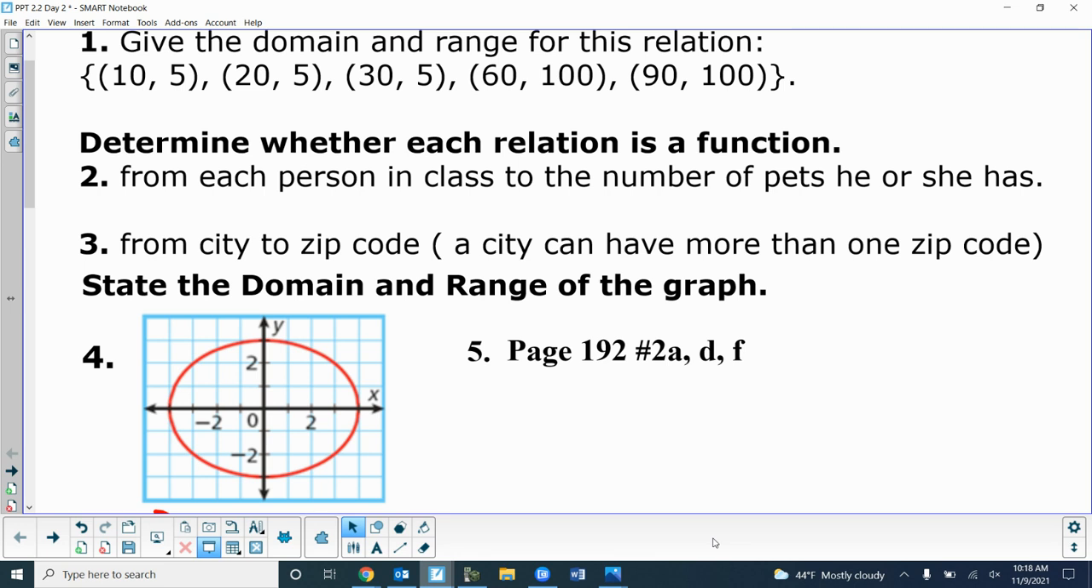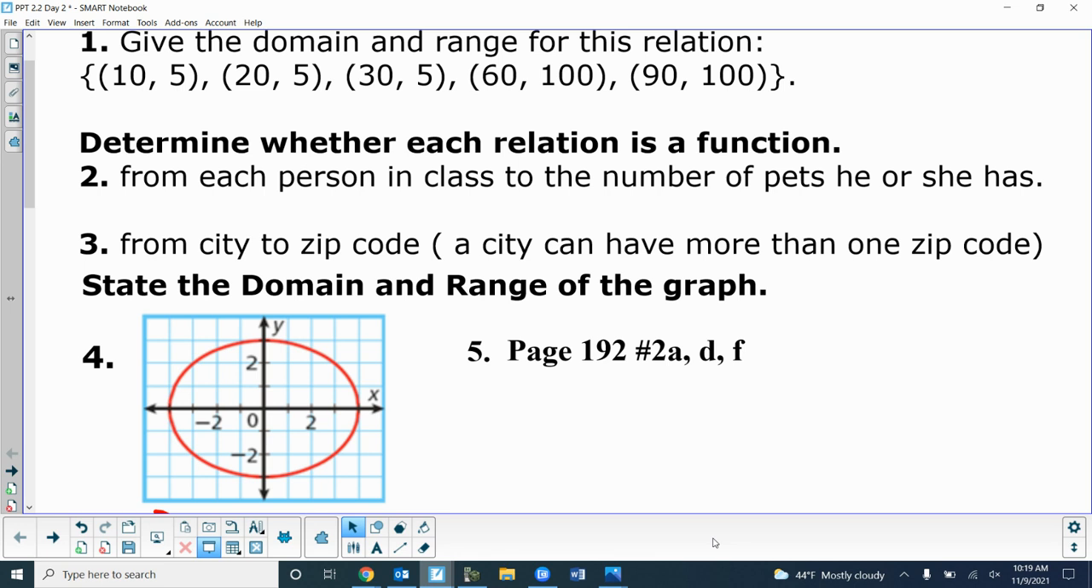Is number 2 a function or not? Does every X have one and only one Y? Yeah. You just have one and only one number of pets. There might be a lot of pets, but just one number of pets. What about cities? Do they all have one and only one zip code? No. Some cities are really big. They have more than one zip code. So that is not an example of a function.